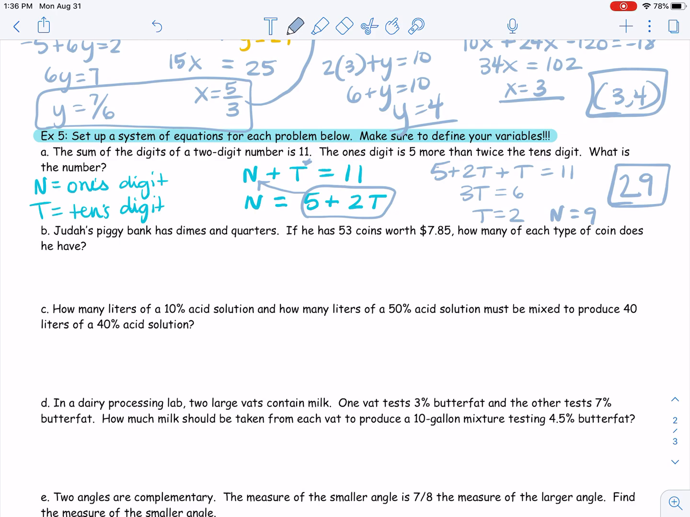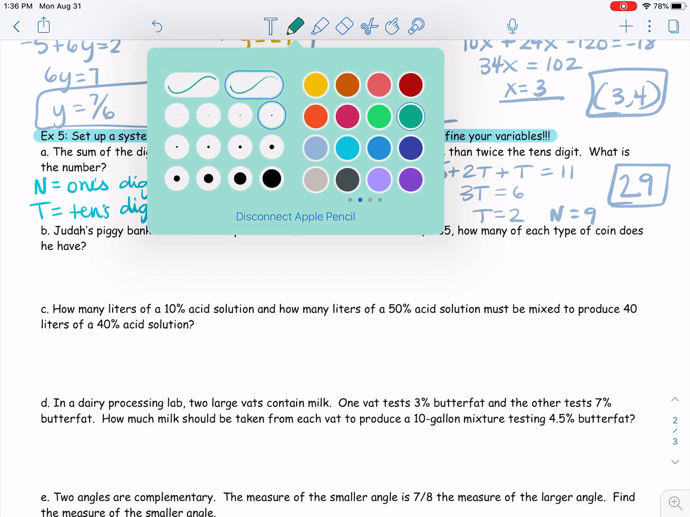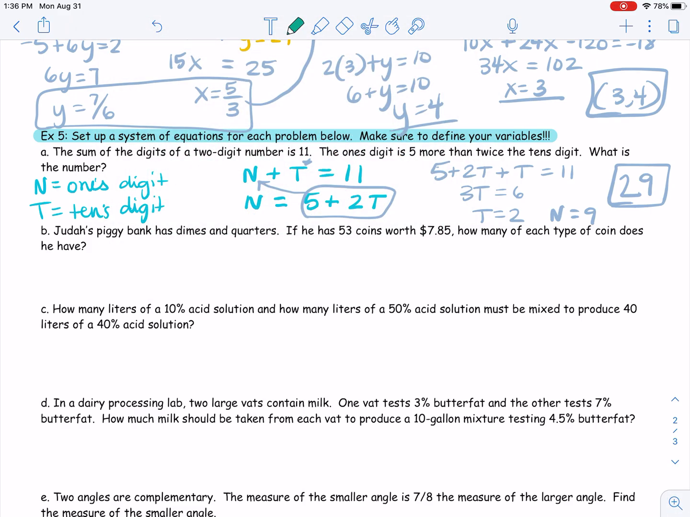All right. Second one, Judas' piggy bank has dimes and quarters. If he has 53 coins worth $7.85, how many of each type of coin does he have? So if our answer is how many of each type of coin, then our variable needs to stand for that. Let's just use x and y. So x can be the number of dimes, and then y can be the number of quarters.